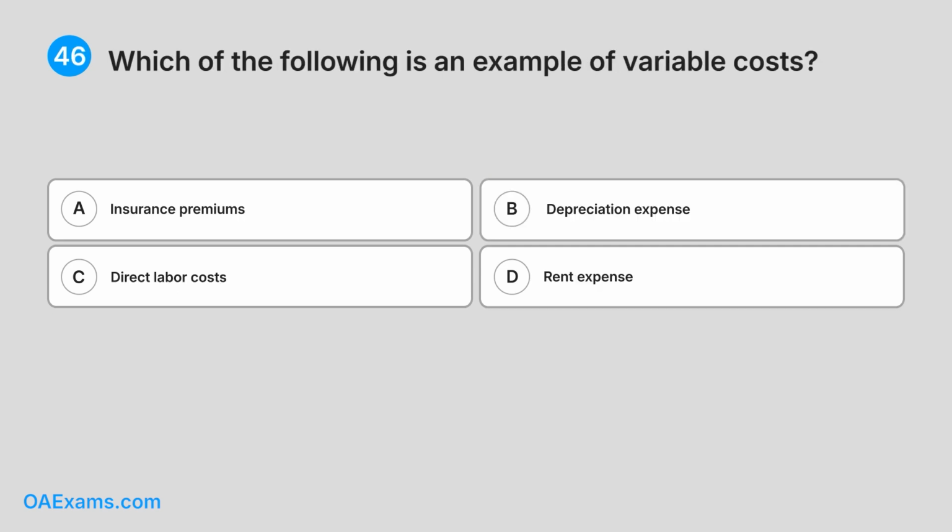46. Which of the following is an example of variable costs? A. Insurance premiums, B. Depreciation expense, C. Direct labor costs, D. Rent expense. What do you think is the answer?